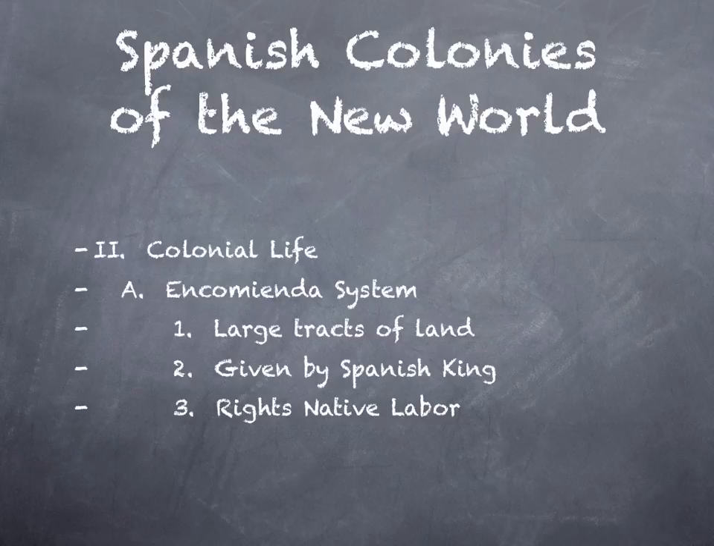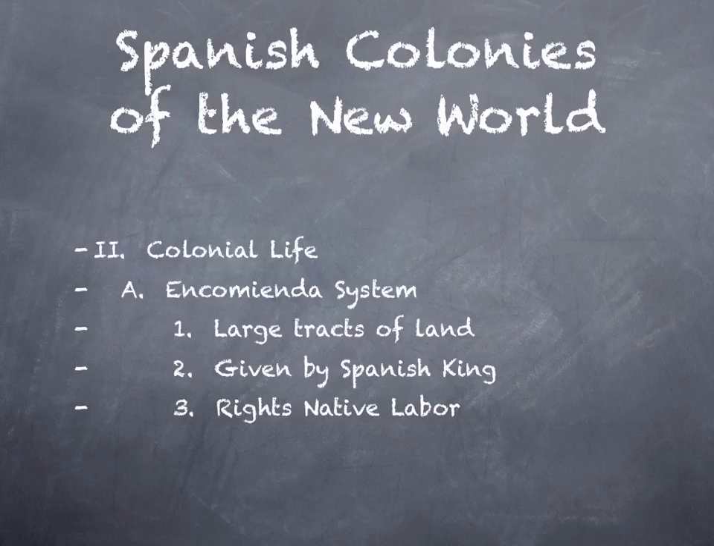Now, once the Spanish get a foothold, they establish colonies, and they base their colonies off of something called the Encomienda System. An encomienda was basically a reward given by the Spanish king to a conquistador who had conquered land for him. And we're talking extremely large tracts of land. You're not talking hundreds of acres or thousands of acres.